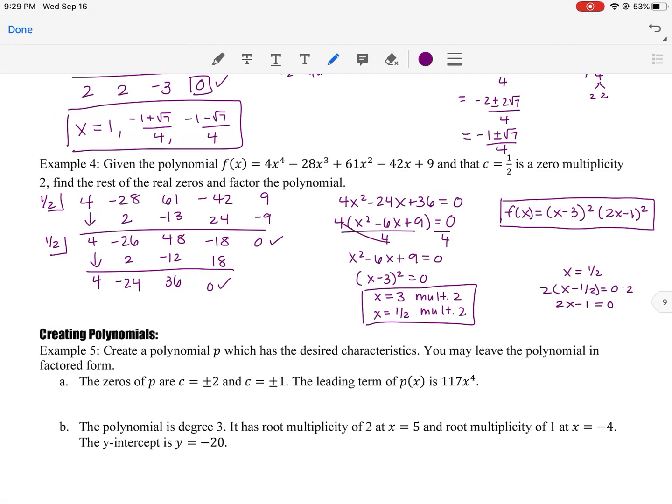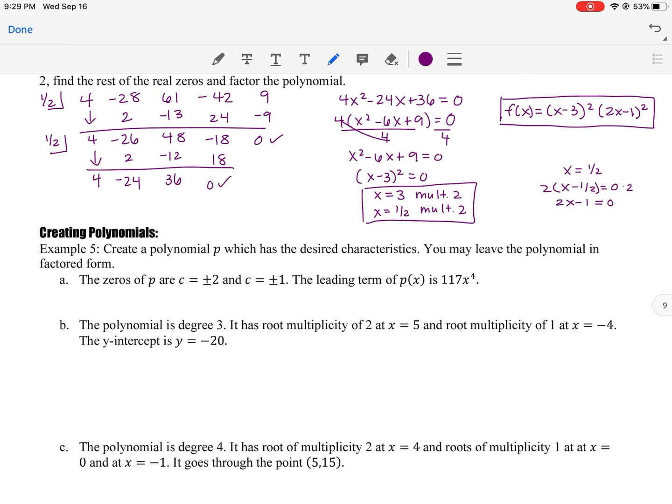Someone asked me in class, if that's the case, did I need to take that 4 into consideration? Technically here, because we wrote it as 2x minus 1, we'll get that coefficient of 4 out front, so we're all set. If you wrote it as x minus a half, then yes, you would still need to keep that 4 out front, like we did when we factored over there in the middle.